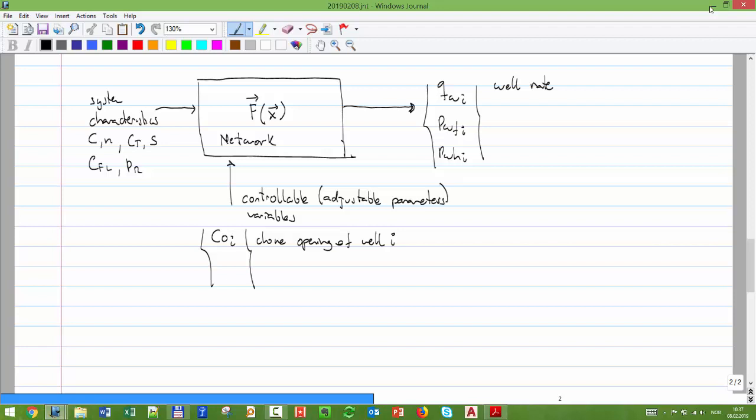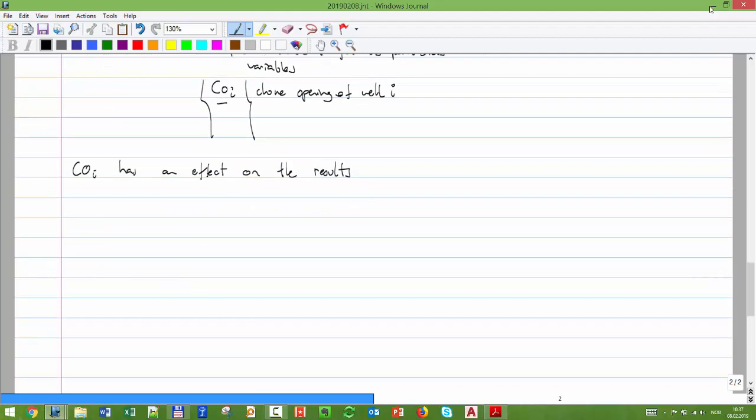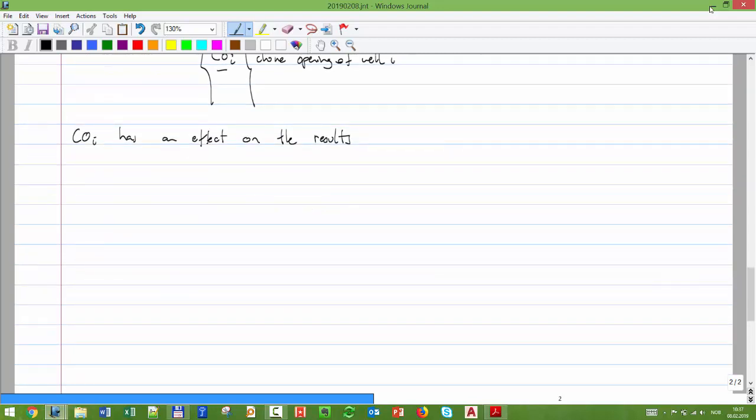So the thing is that depending on the value of these controllable parameters, that's going to affect this result. If I change these guys, it's going to affect my result. CO1, the choke opening, has an effect on the results. So the way to visualize that, I'm going to make a plot for our two well system.